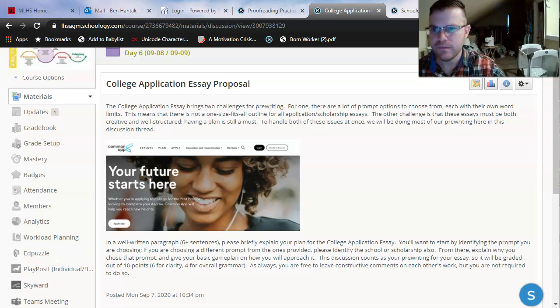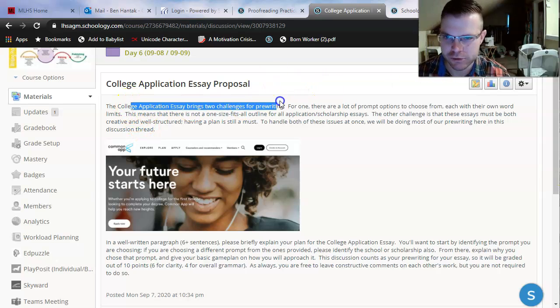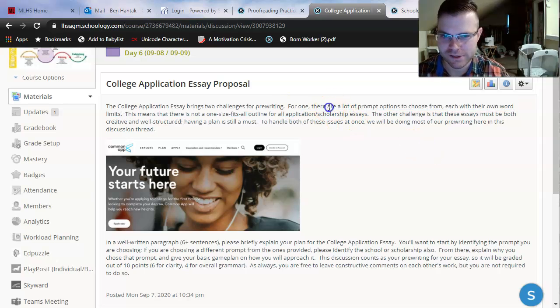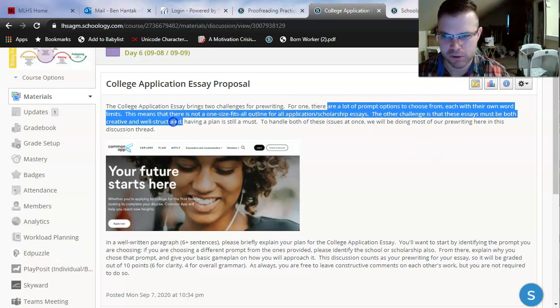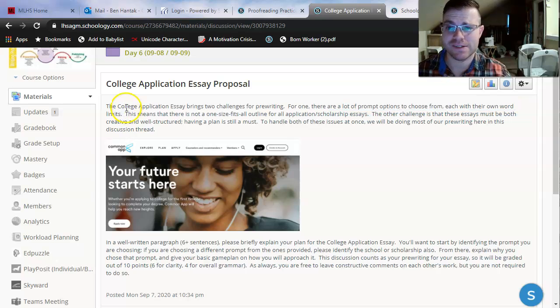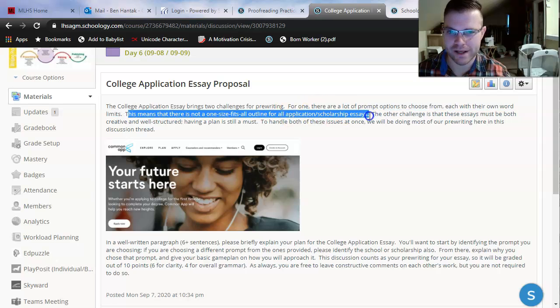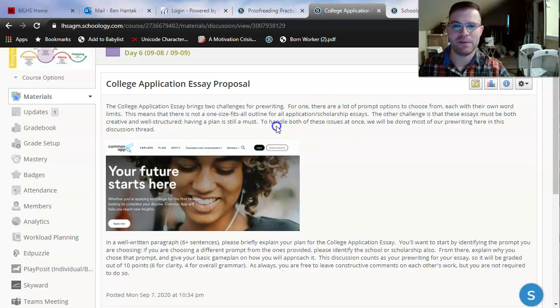But here we go. The college application essay brings 2 challenges for pre-writing. For one, there's a lot of prompt options to choose from, each with their own word limits. What that means for us as a class is that there isn't a one-size-fits-all outline that's going to work for all of your essays. If you're writing for the Common Application essay prompt, then yeah, you might be able to use an outline to plan out a 600-word essay. If you're writing for the Marquette essay, an outline probably isn't going to help as much. You might end up with more than 300 words on your outline, right? So you really have to cut things down to write for shorter word limits.